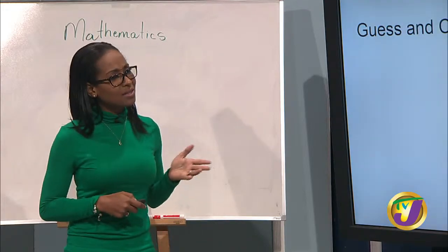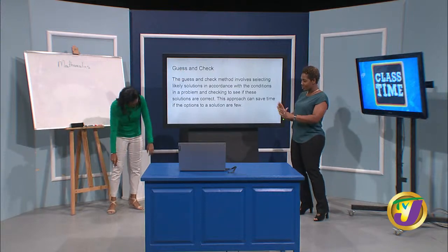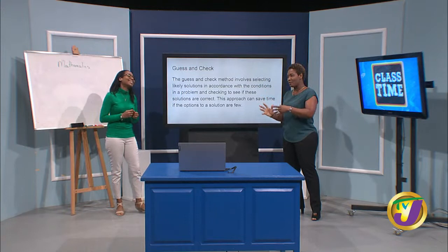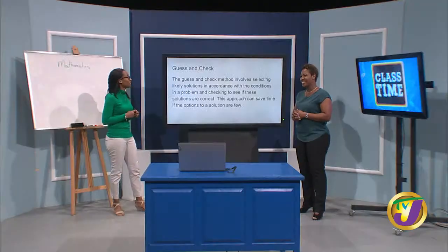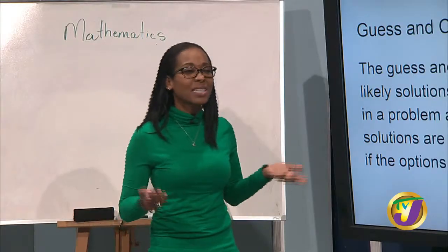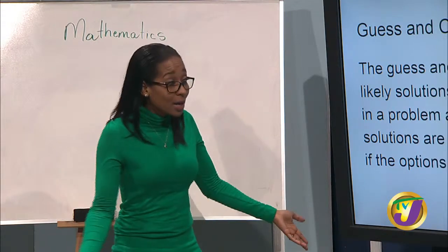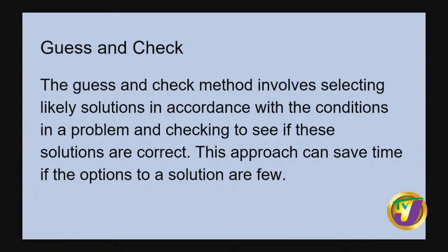But let's formalize. We don't want to always use guess and check though. When you're stuck or you have a little idea of what the answer might be, and you're down to like 2, you may want to guess and check. But let's not guess and check all 4 options. So we're formalizing the guess and check method now, and it involves selecting likely solutions, which we did with the conditions in our problem, and we checked to see if these solutions are correct.